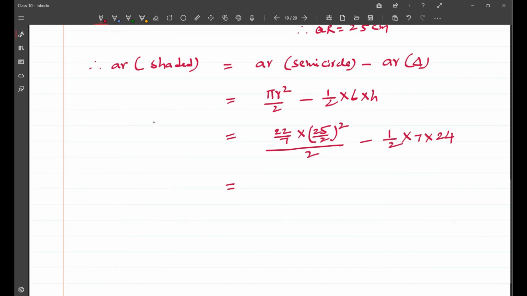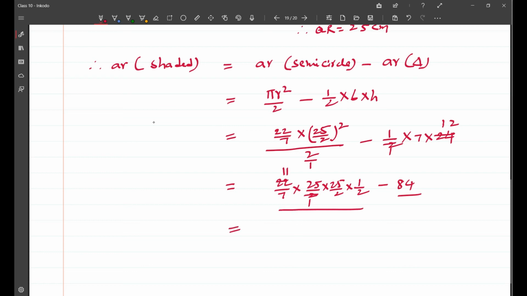Next step, 22 by 7 multiply 25 by 2 whole square, nothing but it can be multiplied 2 times. 25 by 2, here 2 by 1 is there, we can take it as 1 by 2. Reciprocal can be taken. Here cutting is there, 2 1s are 2, 12s are. So 7 into 12, 84. Now we got the area of triangle as 84 centimeter square. Now let's see cutting here also, 2 1s are 2, 11s are.